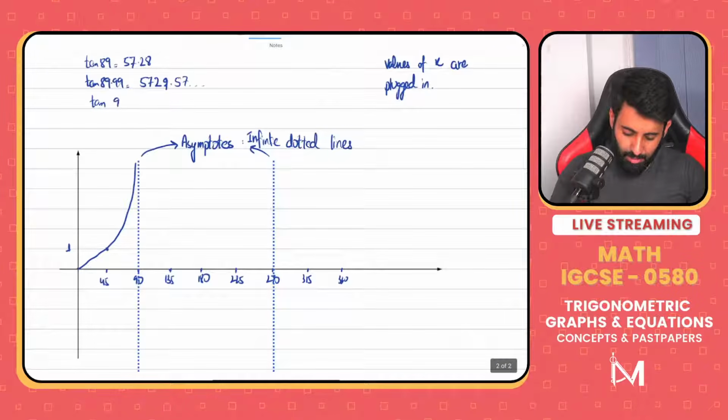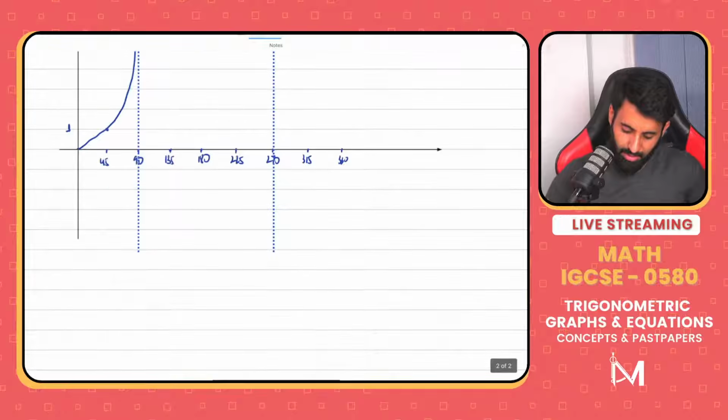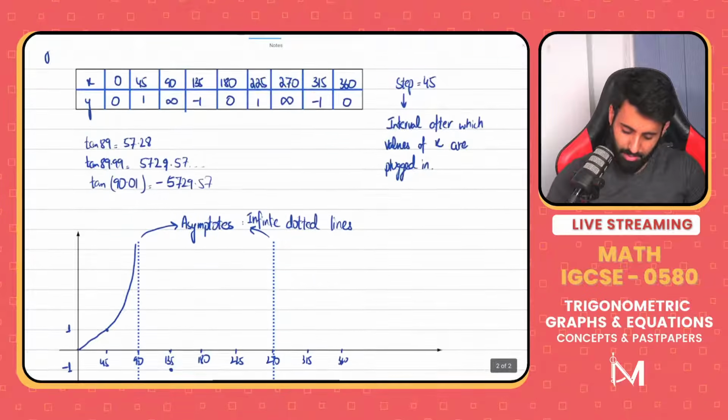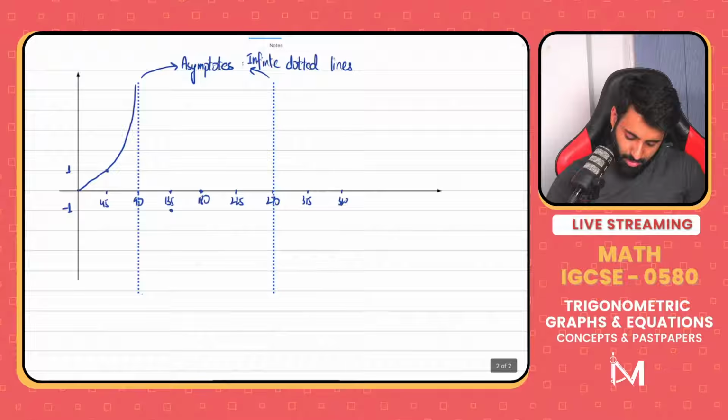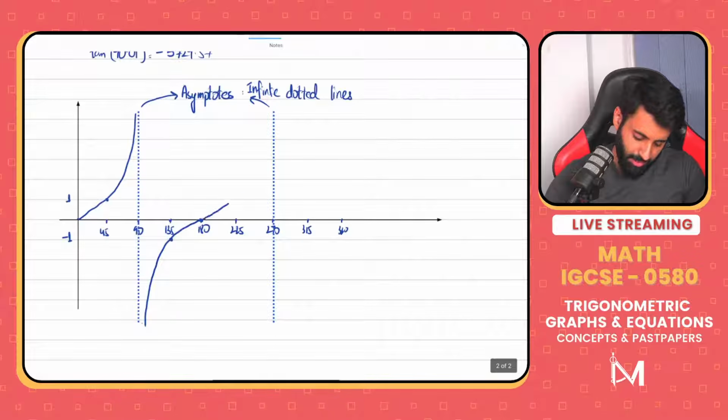And just like that, if you do tan of 90.01, you still get a very large value, but it's a negative value. What does that mean? This gives you -5729.57. That means that the graph after 90 starts from a very negative value, and at 135 it's equal to -1. You can see that from the table, and at 180 it's equal to 0. So after 90, this is what the shape of the graph is like. And from this point onwards, it's the exact continuation of it.